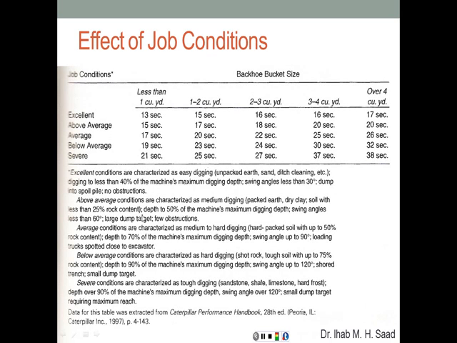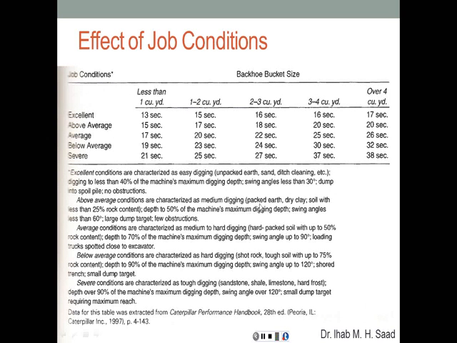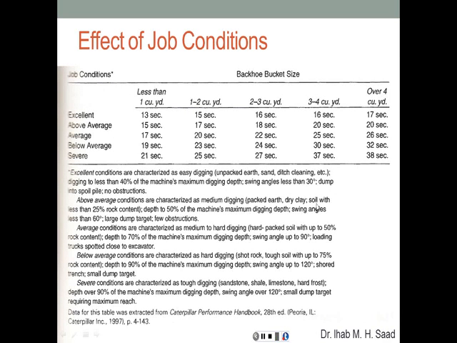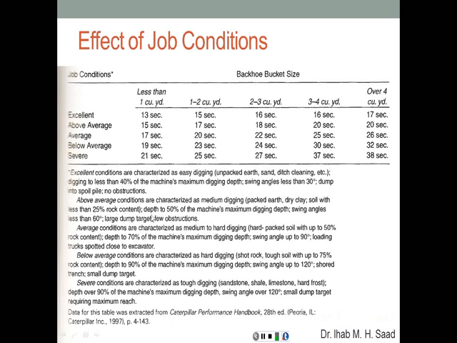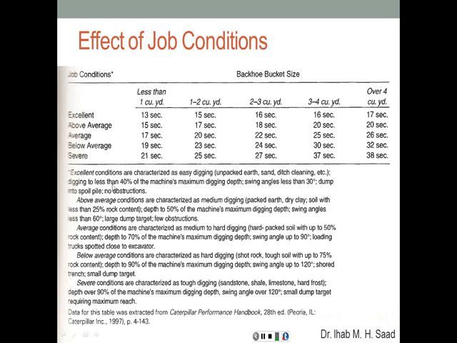Above average conditions are characterized as medium digging. Now it's not as easy as the previous one, but packed earth, relatively more consolidated and compacted. Dry clay, soil with less than 25% rock content. Now the depth, instead of being 40%, is going to increase to about 50%, so more reaching out with the arm. And the swing angle is less than 60 degrees.